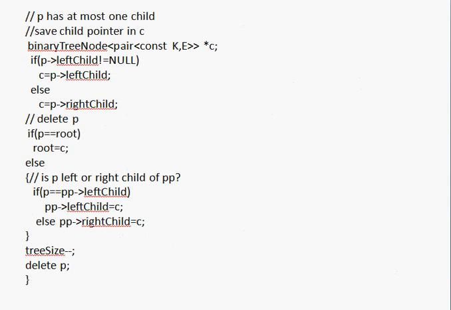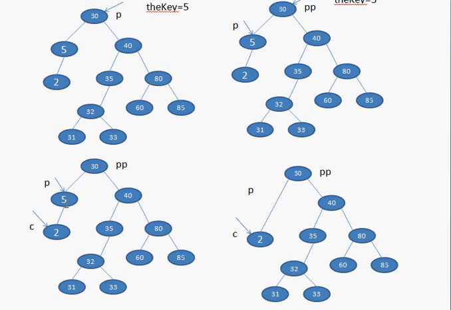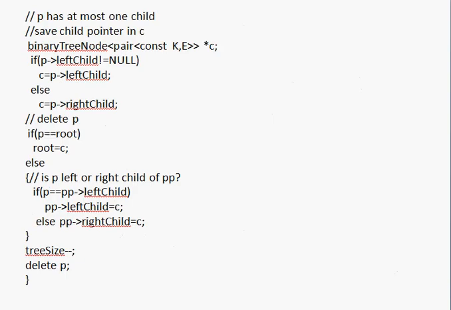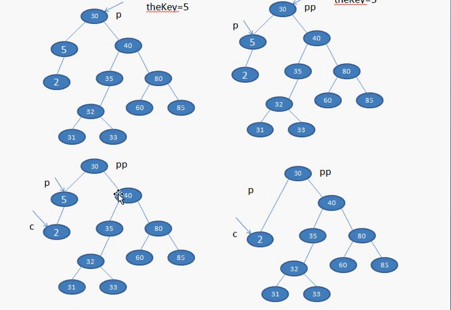So only one child, let us say, right? So c points to the child of p. That's correct. Next case, we check this condition. This is false. Then we check if p is equal to root, wrong. Then we check this condition, if p is equal to pp of left child. That's correct. So when you observe this scenario, p is equal to pp of left child, right?